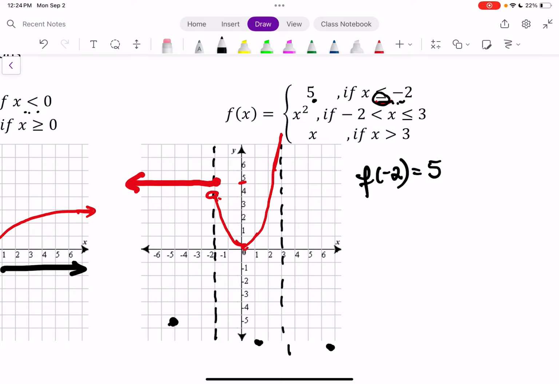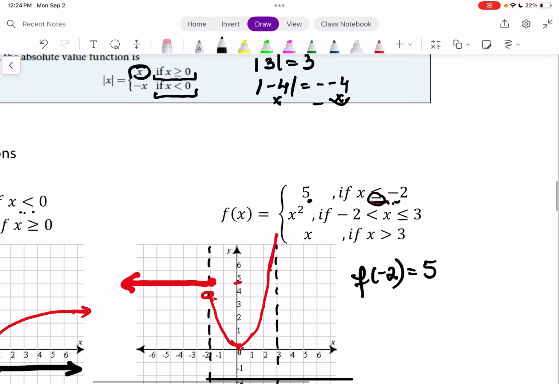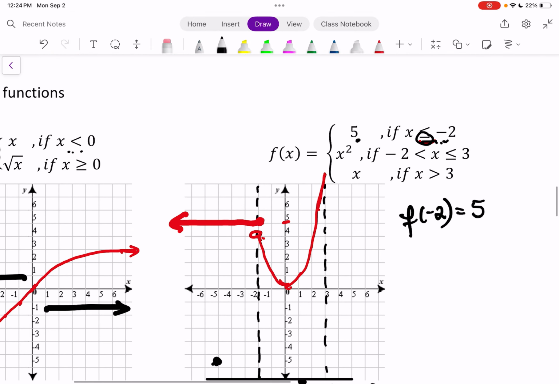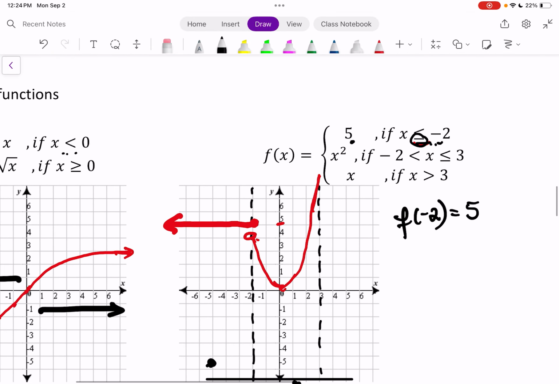And this is going to go on to x is 3. Let's plug this in. What is f of 3? So if x equals 3, I'm on this part of the definition. 3 squared equals 9, by the way. So when x is 3, 6, 7, 8, 9. So this is going to go as high as 9.